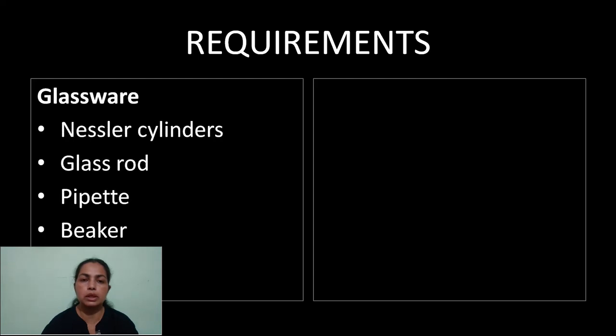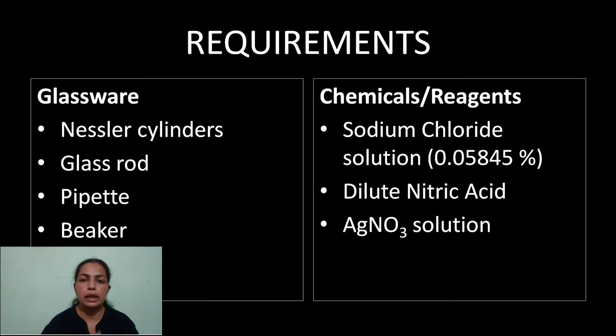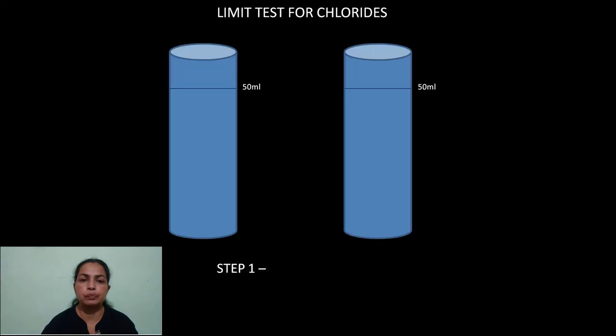The requirements if we want to carry out this test are some Nessler cylinder, glass rod, pipette, beaker, and the other chemicals or reagents required are sodium chloride solution to prepare the standard solution of the strength 0.05845% weight by volume, then diluted nitric acid and silver nitrate solution.